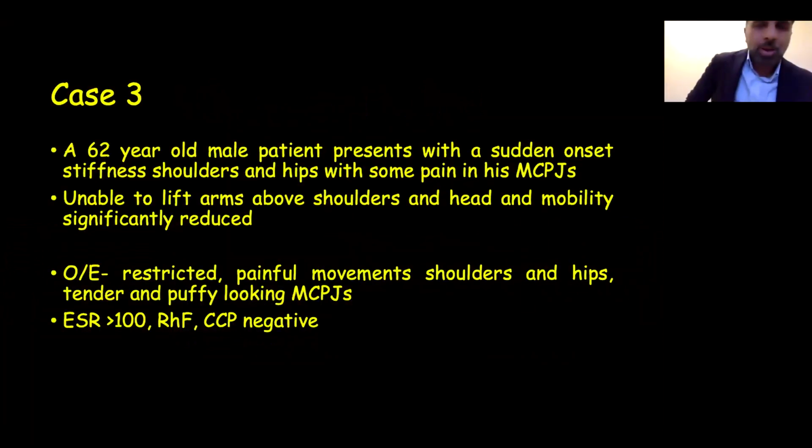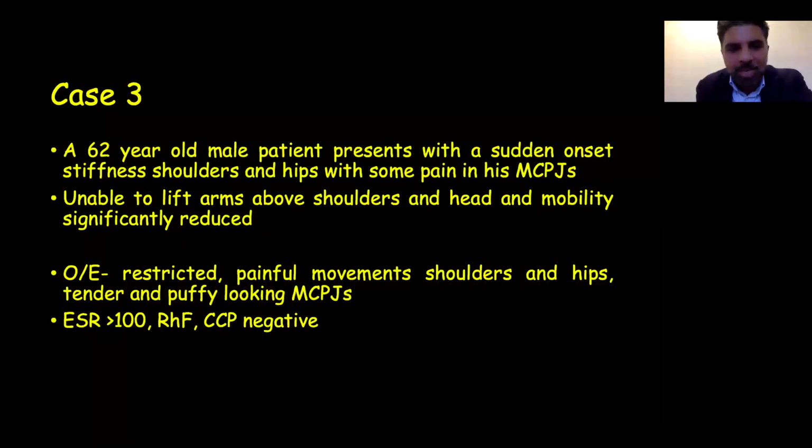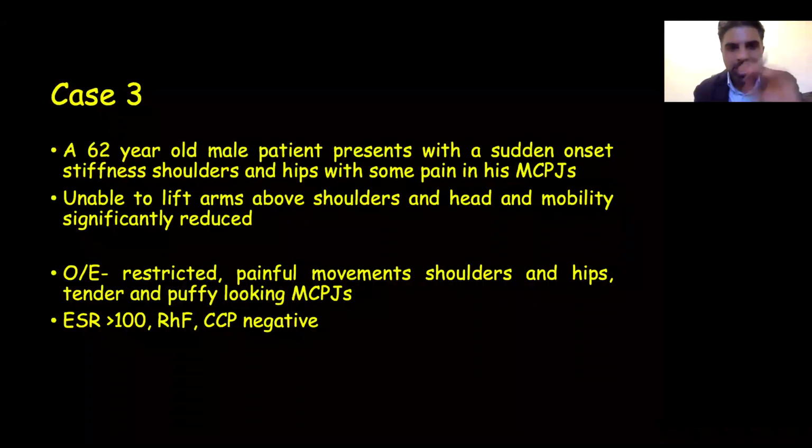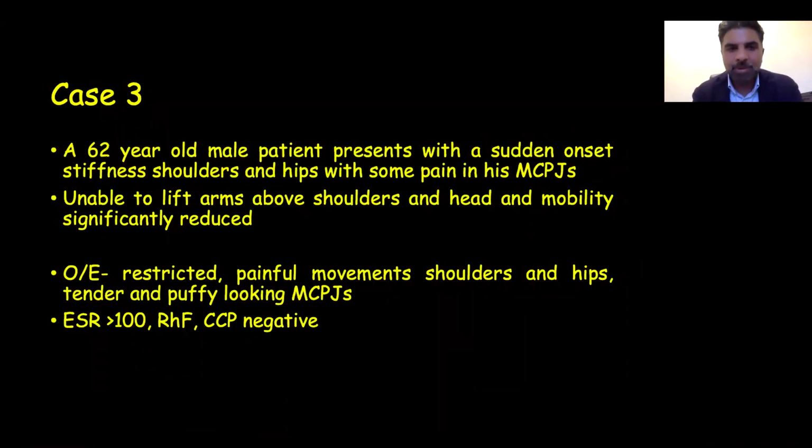So moving on to our next case, this is a 62-year-old man. He has some stiffness of his shoulders and his hips with some pain in his MCPJs. He's unable to lift his arms above his shoulders and head, and his mobility is significantly reduced. Now, just to put into context, this is a very fit and well 62-year-old man without any medical problems, very active, walking, going to the gym, riding his bike, etc.